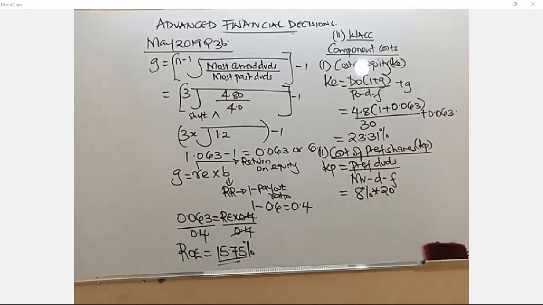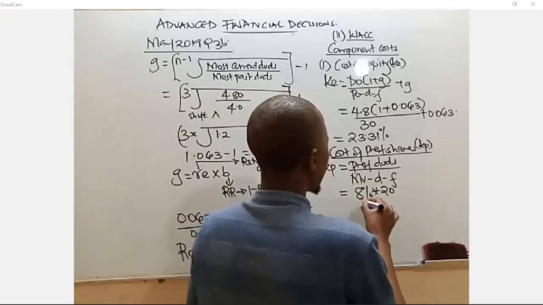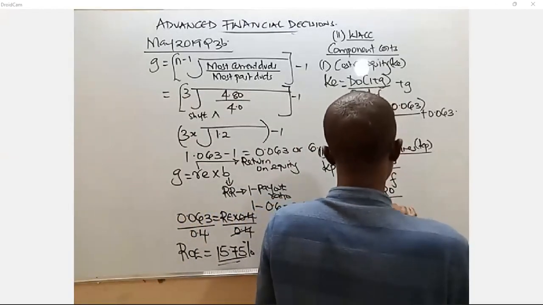Let me look for which note discusses the cost of preference shares. In note number 9, we are being told the existing 8% redeemable preference shares are currently trading at 25. It means the current market price is 25 shillings.